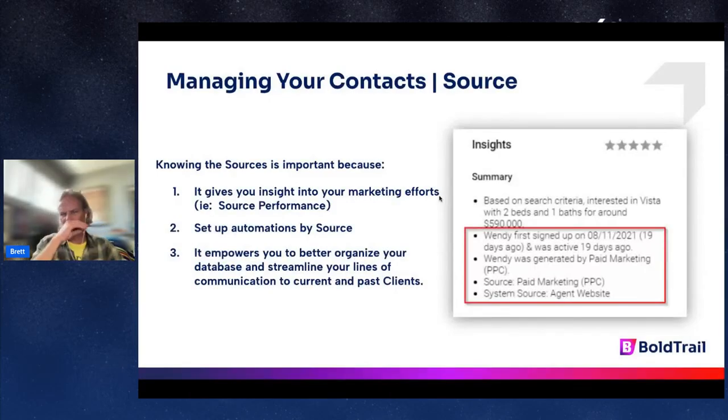And then finally, we have source. Where did it come from? Now, if I'm importing a lead, the source is going to be import, even if technically that came from Zillow. But I could hashtag it Zillow. You see how you can make anything work for your business?